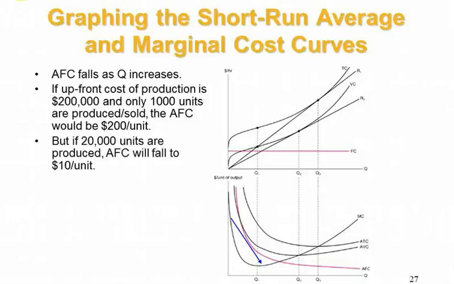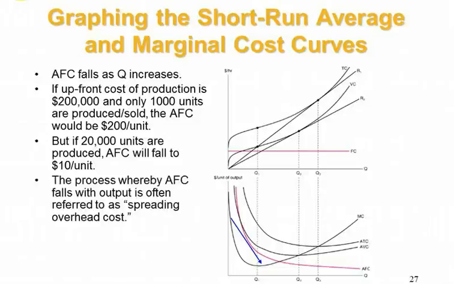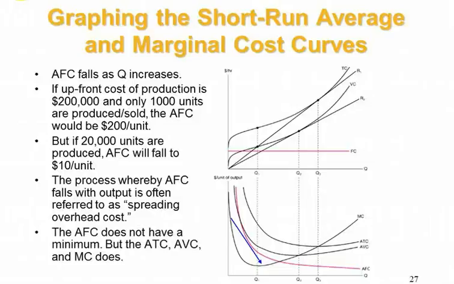But what if you ramp up production? Now you produce 20,000 units. Well, your average fixed cost is going to fall down to only $10 a unit now. So the process whereby average fixed cost falls with output is often referred to as spreading your overhead costs. And the AFC, average fixed cost, does not have a minimum because it's always downward sloping.